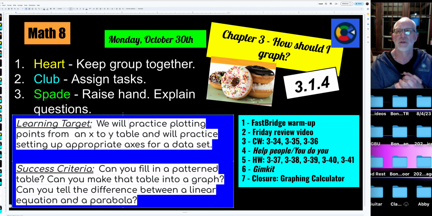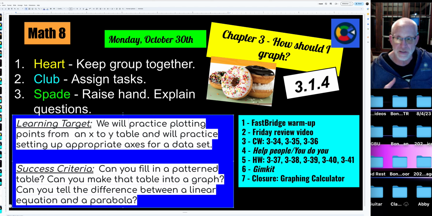So what we're going to do when you come in here is we're going to do the FastBridge warm-up with 8, 9, 10 minutes. Depends on how efficiently we can get started and get going. And remember, in our FastBridge warm-ups, it goes blue, green, white, red. If you finish that cycle, you go to round 2, blue, green, white, red. Should you finish that cycle, you go to number 3, blue, green, white, red. After that, you're going to watch your Friday review video.